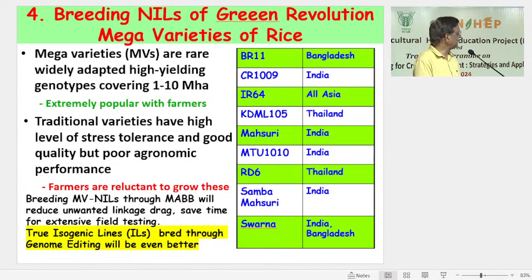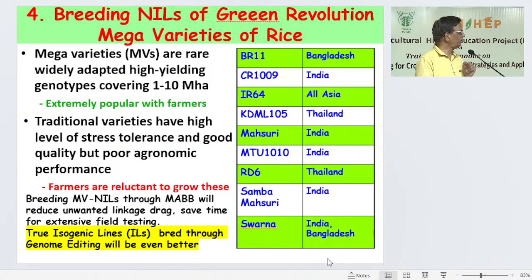In contrast, the traditional varieties which have a high level of stress tolerance are of good quality, but farmers do not grow them now because they are low yielding. Even many people say that we lost our old varieties, that the green revolution has done harm to us. But that is not true, because all the varieties are there in the NBPGR gene bank. More than 1 lakh rice varieties are there, but farmers will not grow them because they are not high yielding.